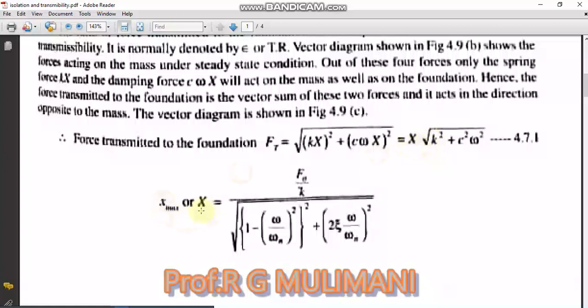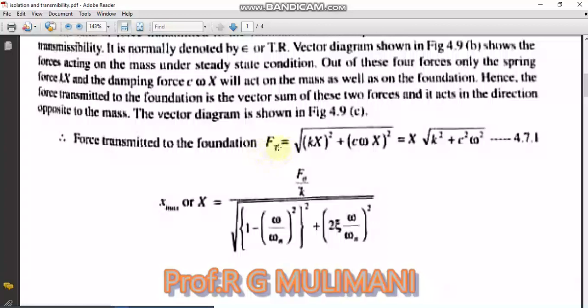It can be given by x is equal to, we already derived it, the response of the system when it is subjected to a forcing function or a continuous function. X is equal to F naught by k, where F naught is the zero frequency deflection, divided by square root of (1 minus (omega by omega n) square) whole square plus (2 zeta omega by omega n) whole square. This is the response. When this x is substituted here, let us calculate the transmitting force.